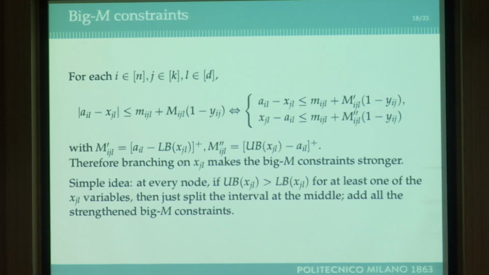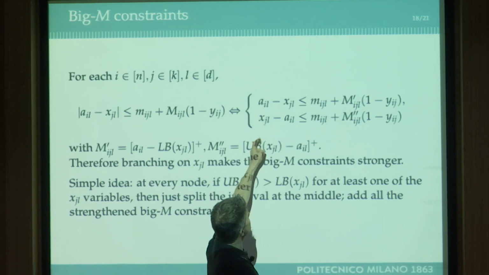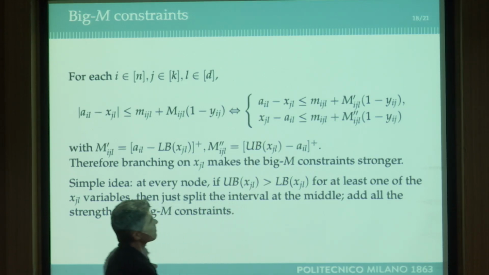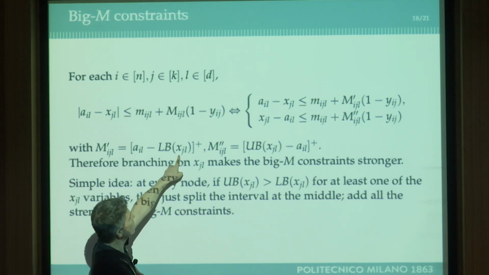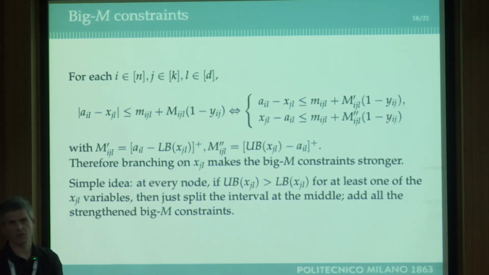The absolute value there can also be linearized, so you end up with two constraints for each dimension, for each cluster, and for each point, and those are two constraints with different big M's. So I define just an M prime and an M double prime depending on what part of the constraint I'm enforcing. And once again, given the lower and upper bound on the cluster centroid coordinate xjl, I can get different values of big M's.